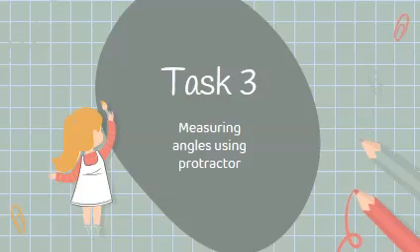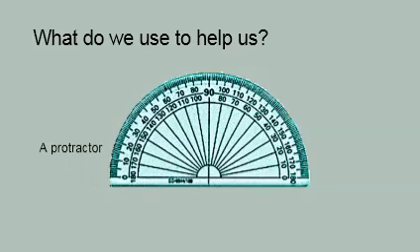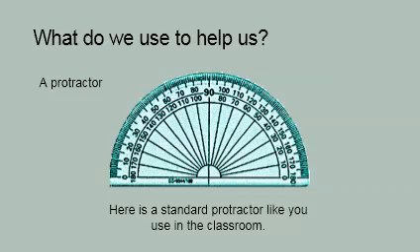Now we come for the last task, which is measuring angles using protractors. So you have to hold your protractors now, and let us start learning how do we measure an angle. So what do we use to help us? Of course, we need a protractor. This is a protractor, and a protractor, it's a semicircle. You have from 0, look at this 0, 10, 20, 30, 40, 50, 60 till 180 degrees. Between 0 and 10 here, those dashes are 11, 12, 13, 14, 15.